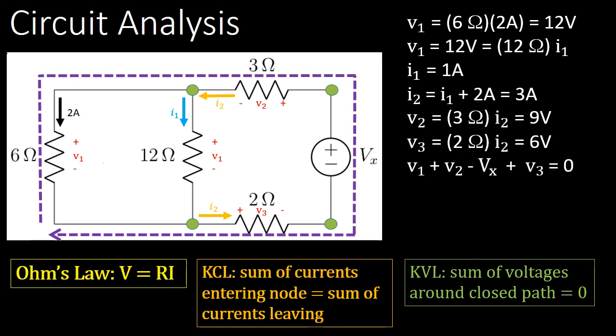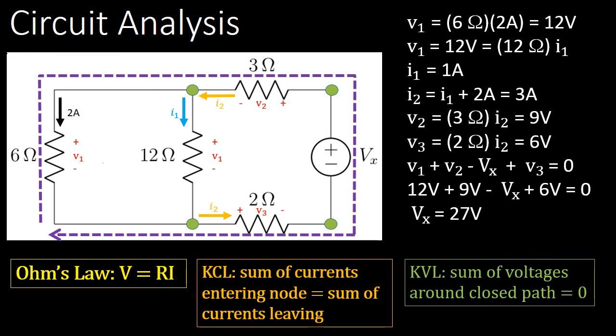We can express this as the sum of V1 and V2, because those are voltage rises. And then the voltage drop that we experience as we pass through the source, we say that's minus Vx. And then there is another rise of V3. And that whole sum has to equal 0. So that's the way to describe the rises and falls of voltage as we follow that path. We know all the values of the voltages except Vx, so we can just insert the values and solve for Vx. And Vx is 27 volts.